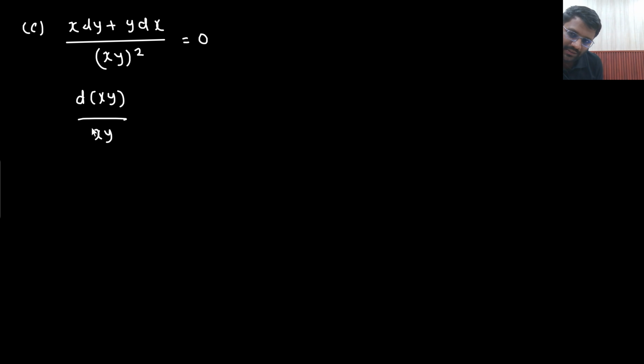So x dy plus y dx. If I divide with xy whole square, then what will I get? So on the upper side I can directly write d of xy divided by xy whole square. Now integrate both sides and let me know what answer you get. You should be able to write it on your own.